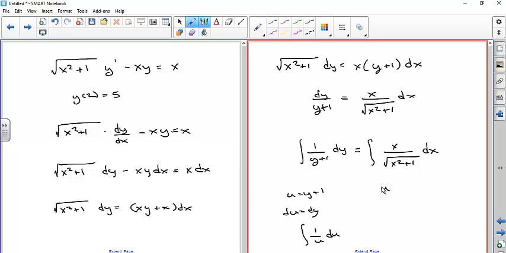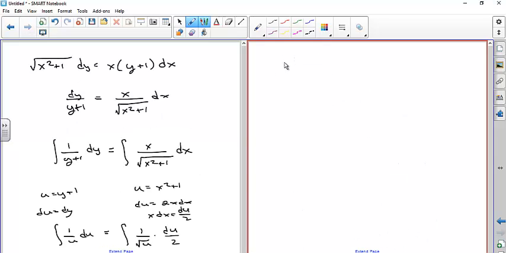On the right hand side, we'd let u equal x squared plus 1, so du is equal to 2x dx, or x dx equals du divided by 2. So in terms of the u over here, we get 1 over u du, integral of 1 over u du. Here we get 1 over the square root of u times du divided by 2. So the integral of 1 over u du is the natural log of the absolute value of u.